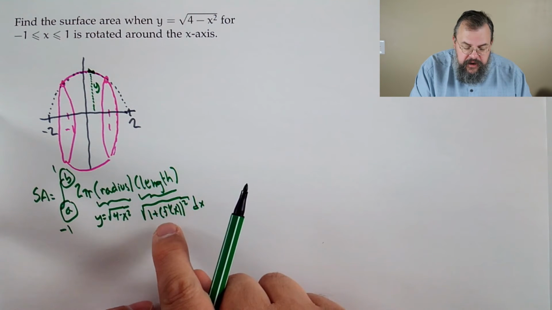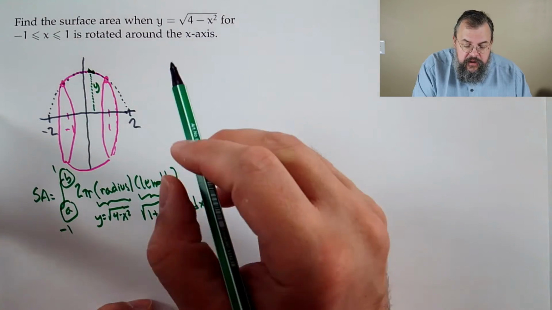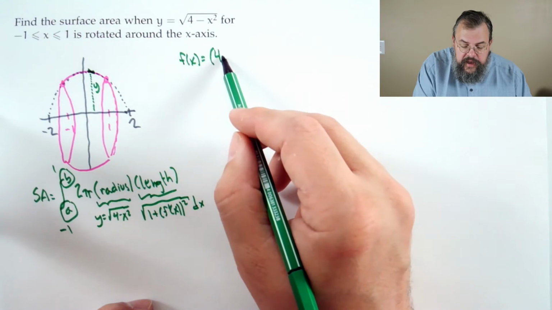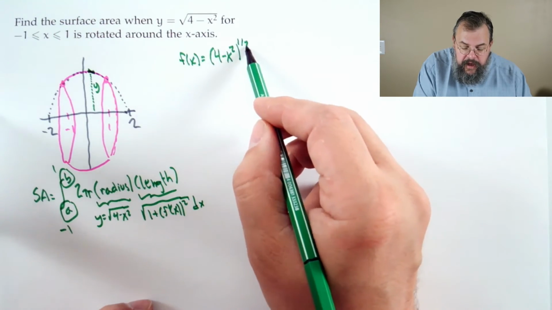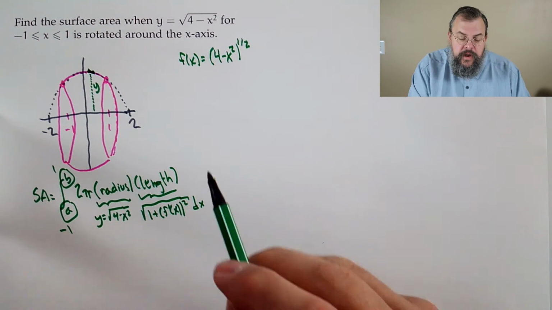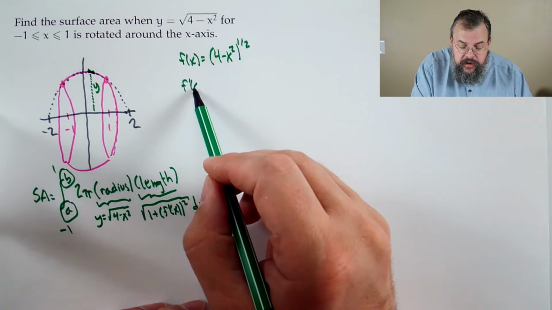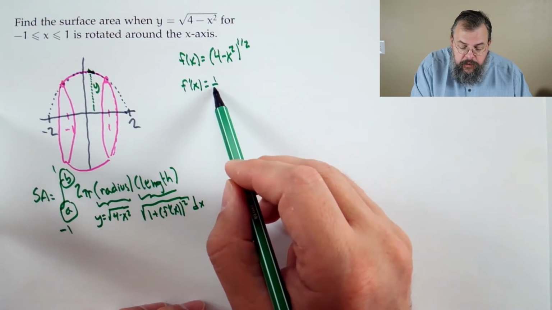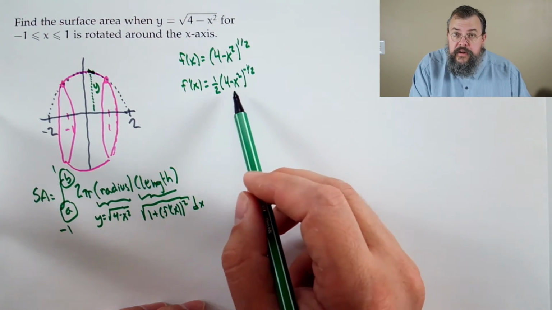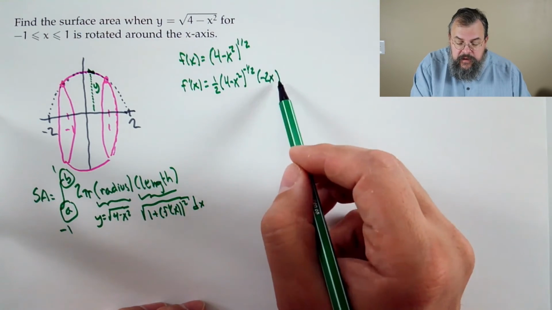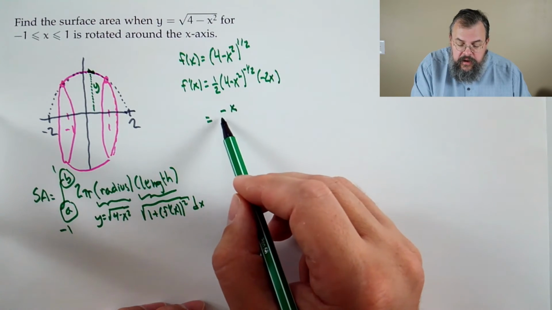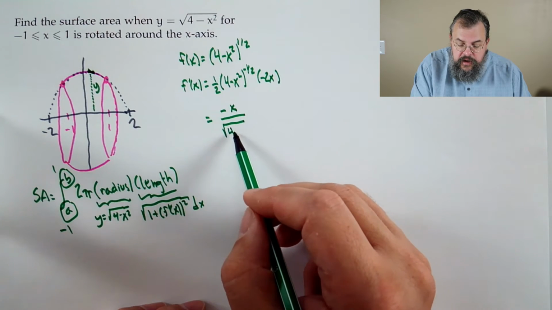So let's think about this piece. Our function f of x is the square root of 4 minus x squared. We'll write that for right now as 4 minus x squared to the 1/2. That makes it more friendly for doing calculus, for things like applying the chain rule. So f prime of x: the 1/2 comes down, 1/2 times 4 minus x squared to the negative 1/2, then do the chain rule, times negative 2x. Or if you say, look, the 2s cancel, you end up with negative x over the square root of 4 minus x squared.